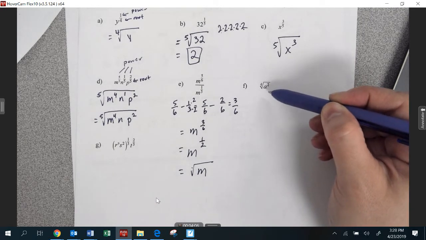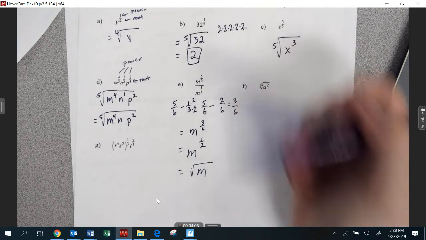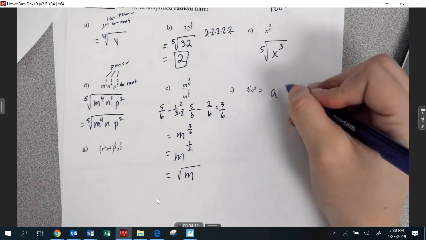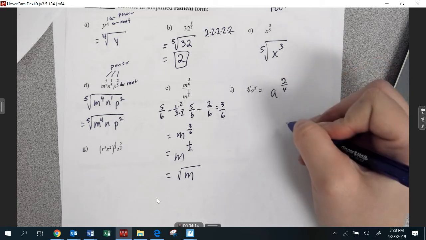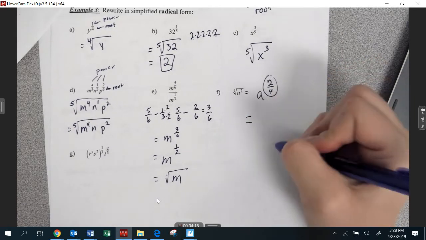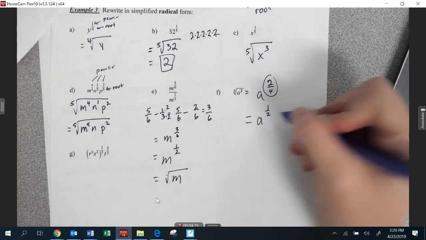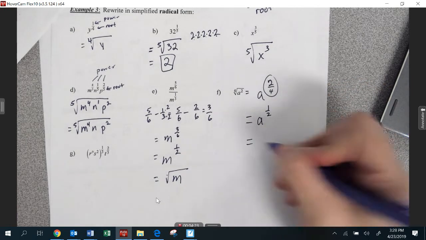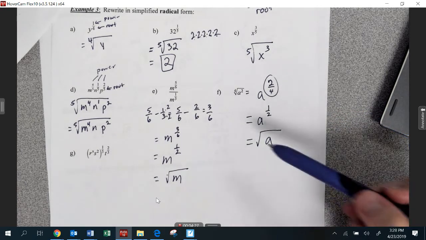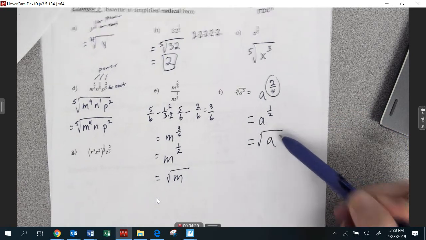This one started in radical form, but I want to see if I can simplify it. So I'm going to do a little sneaky trick here to put it back into rational exponent form, a to the 2/4 power, and then reduce that fraction, turning that into a to the 1/2. Which I can then change back to the square root of a. Once again, invisible 2, invisible 1.